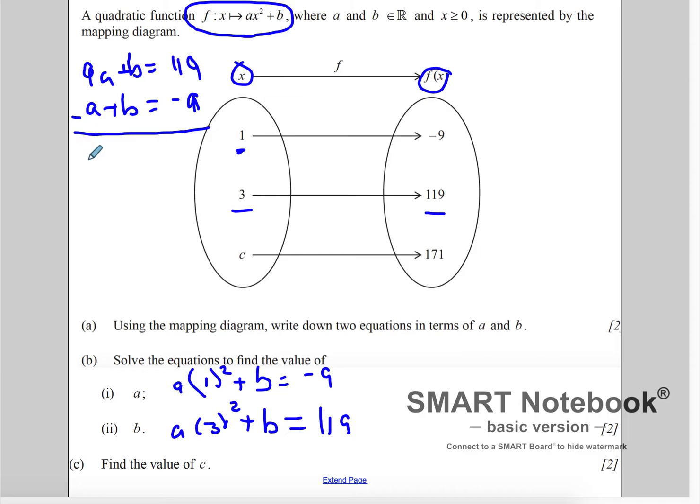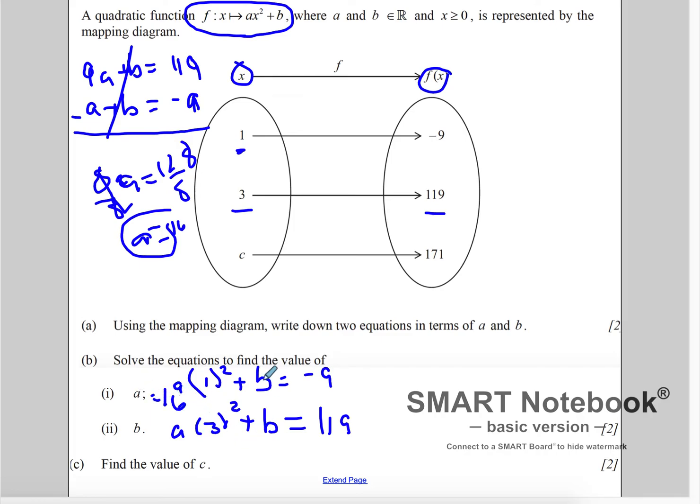So if I subtract these, I'm going to end up with 8a. The b's actually cancel out. And 119 minus -9, which is really plus 9, gives me 128. So 8a is equal to 128. Then I'm going to divide by 8 from both sides, and I'll be left with a is equal to 16. So a is equal to 16.